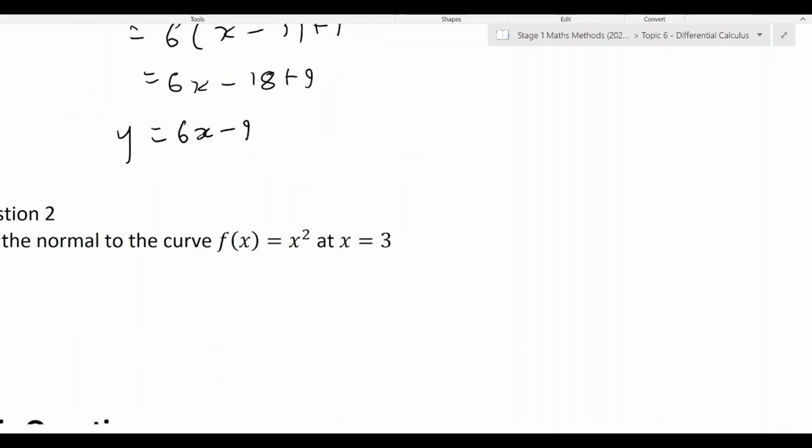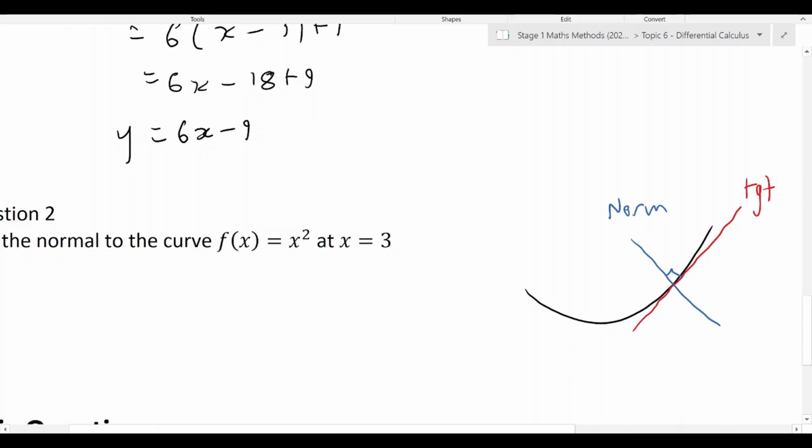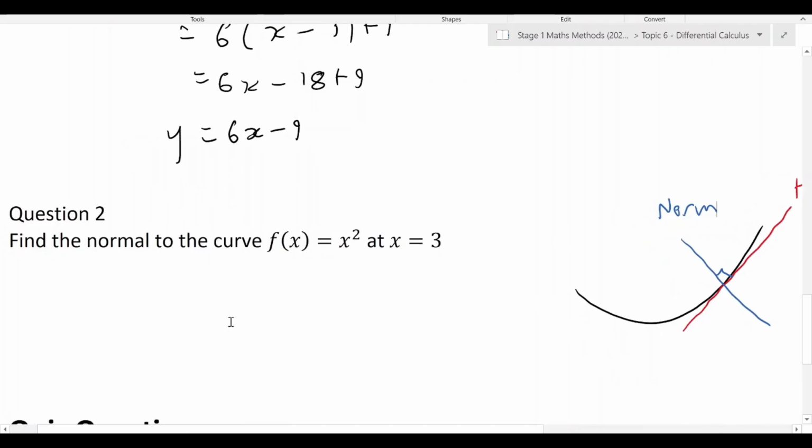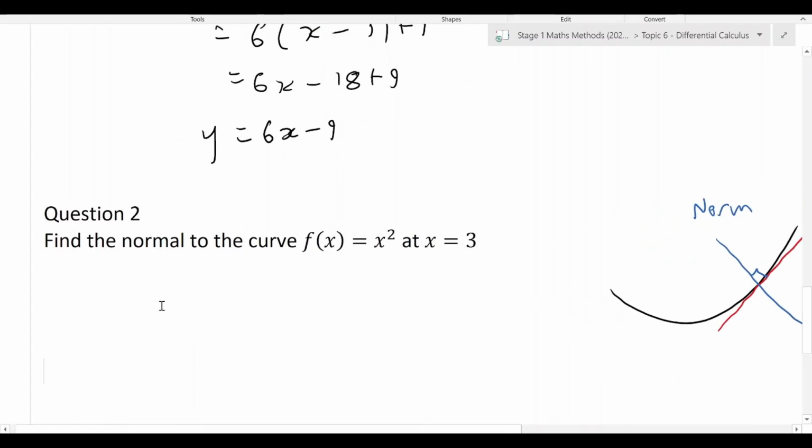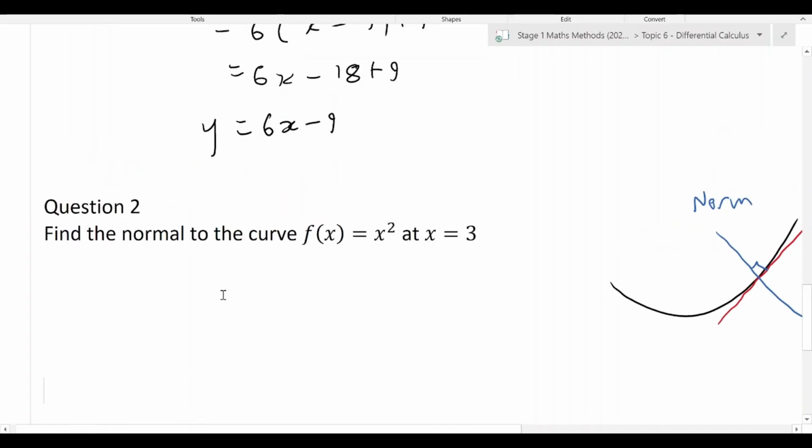The other thing that you sometimes do is find normals to curves. If a tangent is sort of like parallel to the curve, a normal will be perpendicular to the curve. And this can sometimes pop up in year 12 exams. So that's why I always make sure to show you normals, just in case. So it's all the same process as before. A was 3, f of a was 9, and f dash of a was 6.